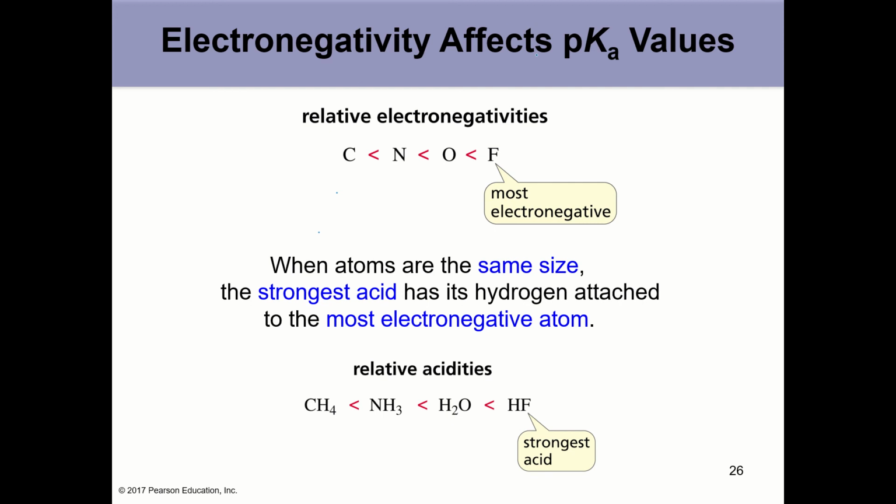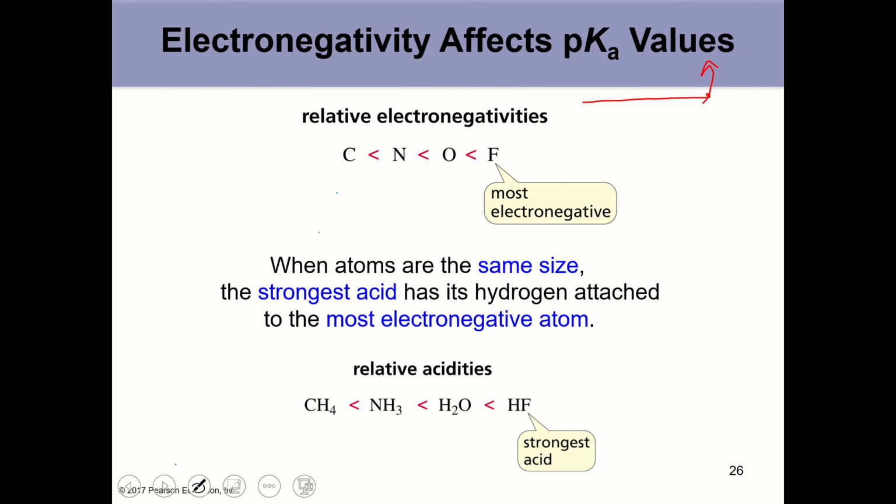So looking at pKa's, we can look at some of our periodic trends. And one of the things that we determine using the periodic table is the electronegativity of atoms. And we know that electronegativity increases moving to the right and moving up. So fluorine is the most electronegative atom. And when we consider electronegativity, we typically ignore the noble gases.